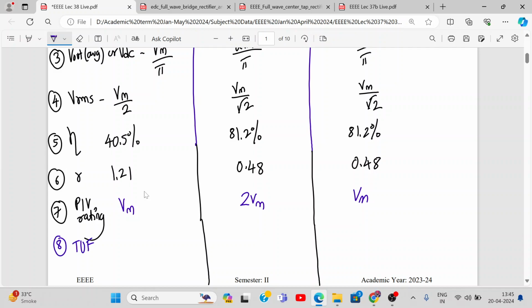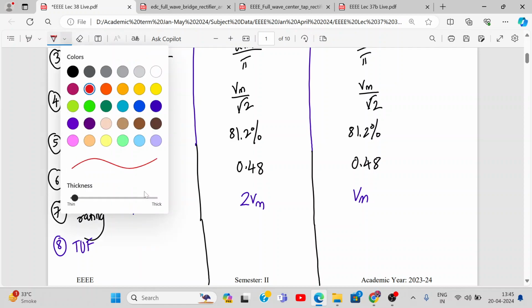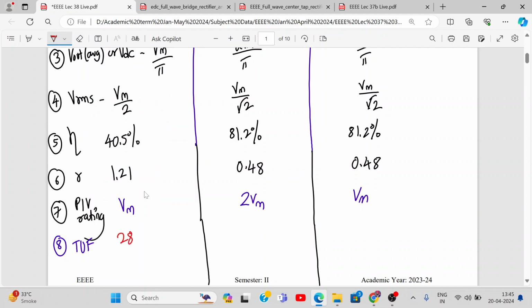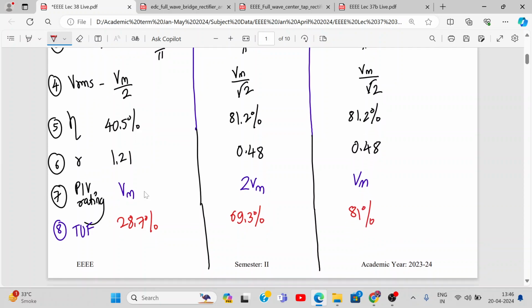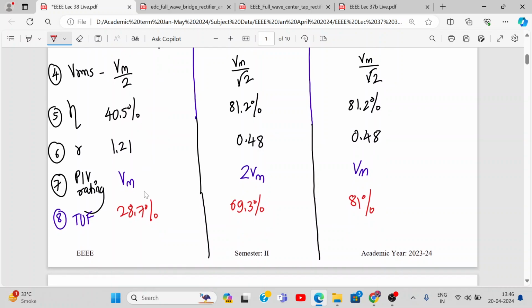Transformer utilization factor. Okay, so please write it down. We will be verifying it right now. It is around 28.7% for half wave rectifier, 69.3% for full wave center tap rectifier, and 81% for full wave bridge rectifier. So please note it down. Transformer utilization factor: how efficiently the transformer is utilized in the conversion process. Alright.